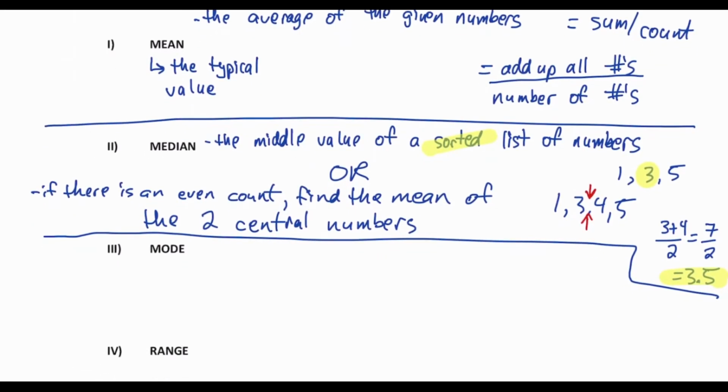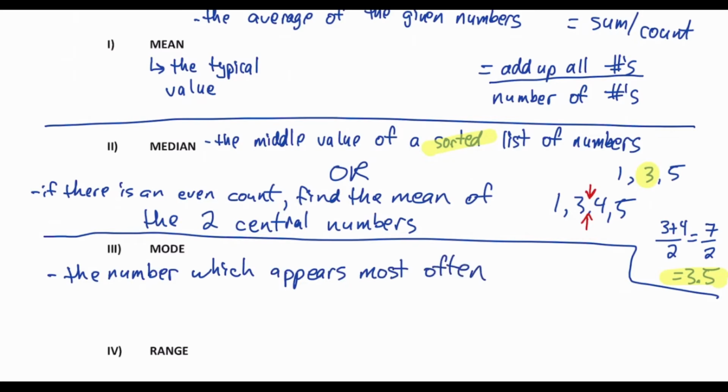Finally, the mode. Mode is the number which appears most often. And that's pretty self-explanatory. Well, we'll still do an example in a few moments.